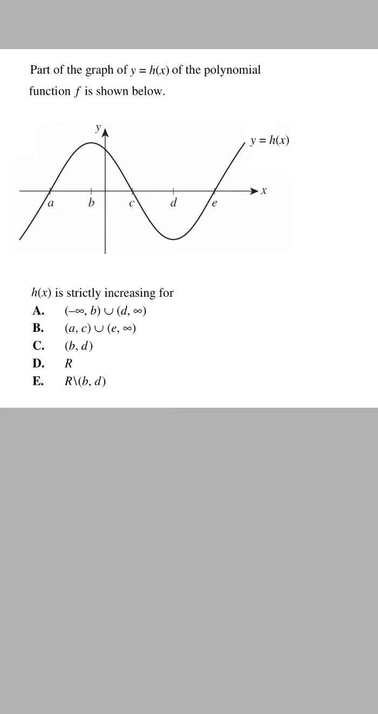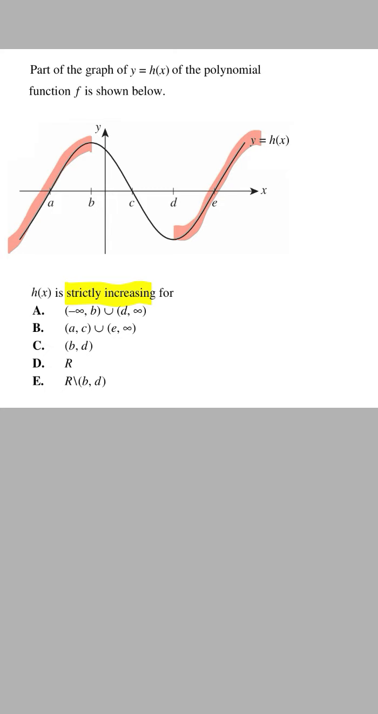Strictly increasing functions is never explained properly in methods, and that's why you'll probably get this question wrong. For this, we're given the graph of h of x and we need to find where h of x is strictly increasing. Looking at the graph, we can see that this is going to be strictly increasing from minus infinity to b and from d to positive infinity. But here's what they don't tell you.